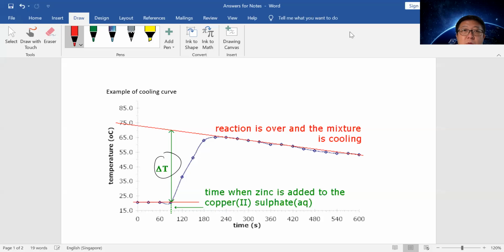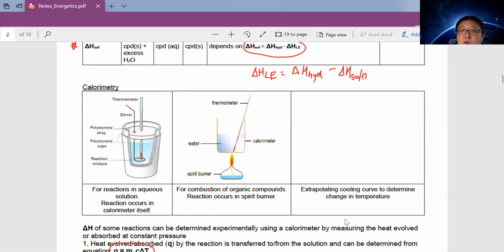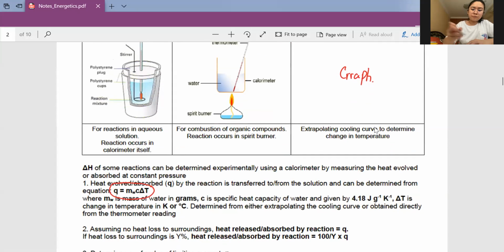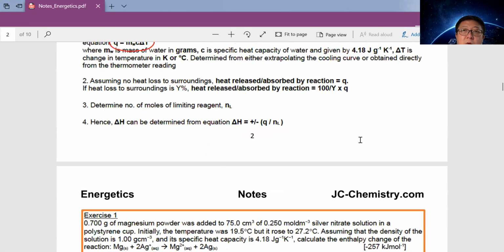Let's go back to our notes. This box here is what I just showed you, the drawing. This is a graph, so later you can replay the video and watch the graph again. Let's go to the actual calculation. This is the question over here.